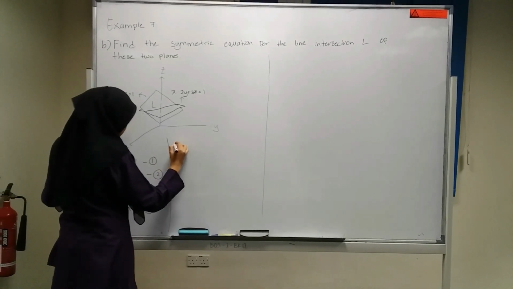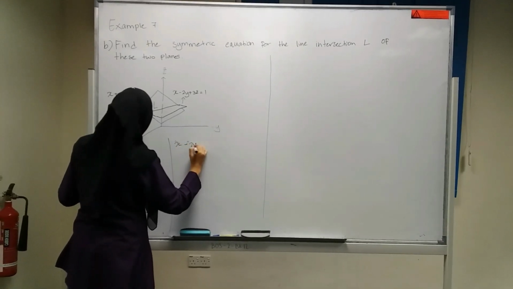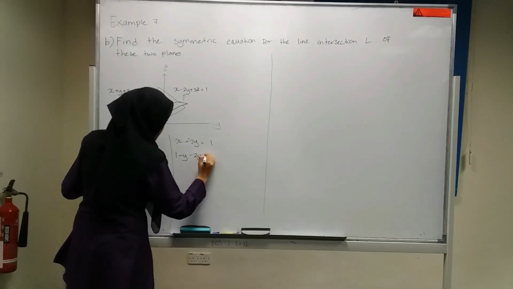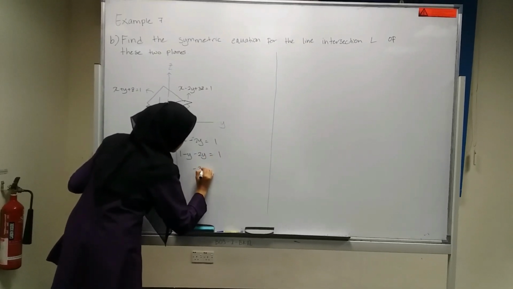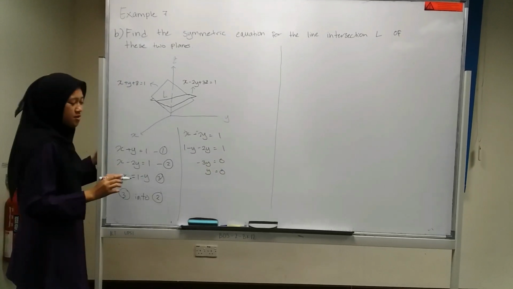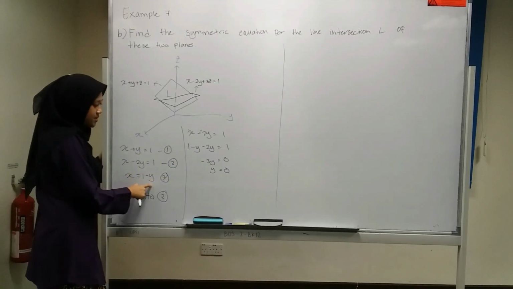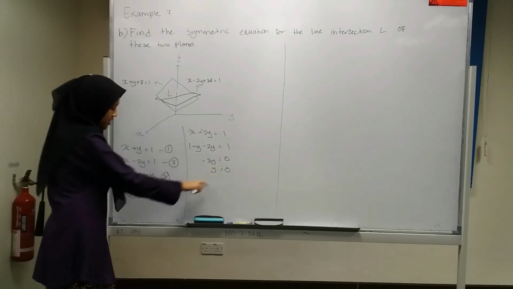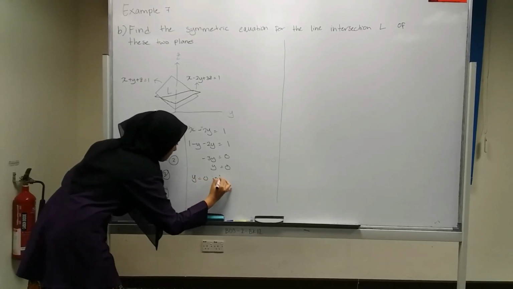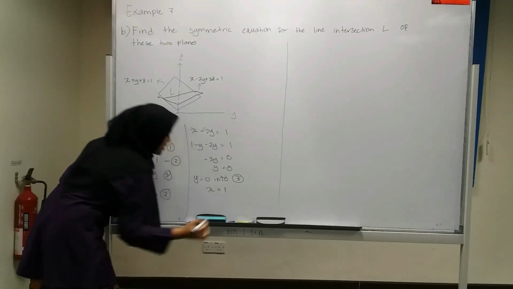So it will be x minus 2y equal to 1, which is 1 minus y minus 2y equal to 1. So y is equal to 0. Now to find the value of x, we just need to substitute the value of y into the third equation, and we get the value of x is equal to 1.